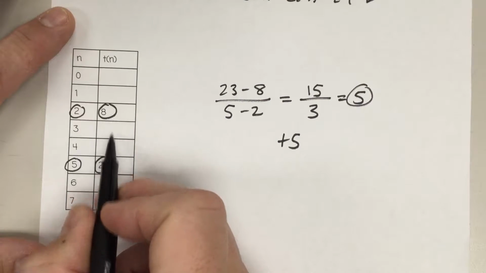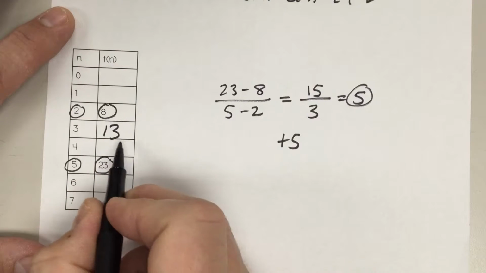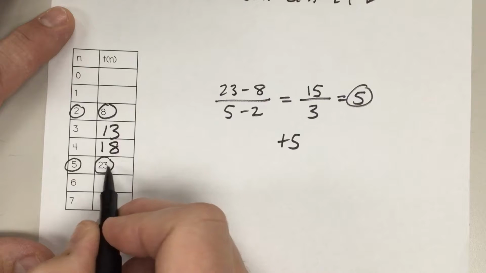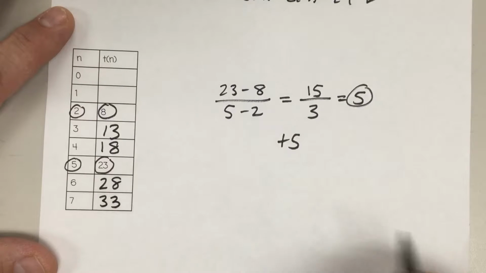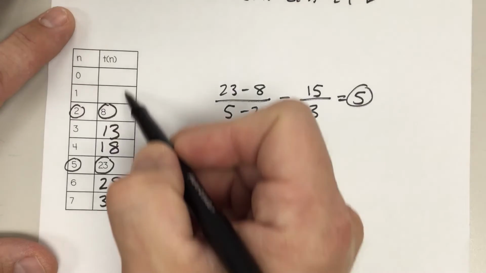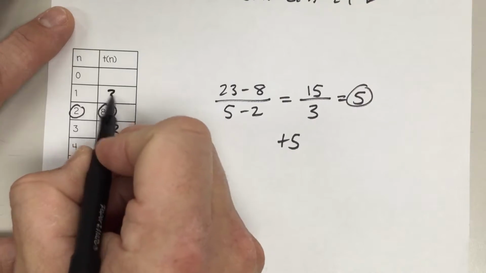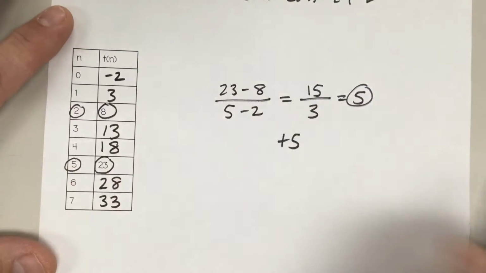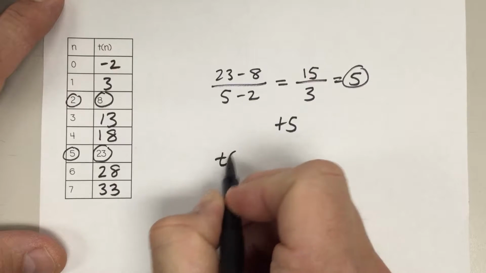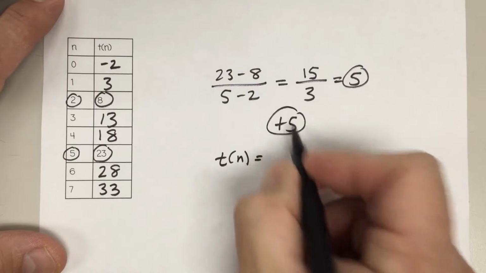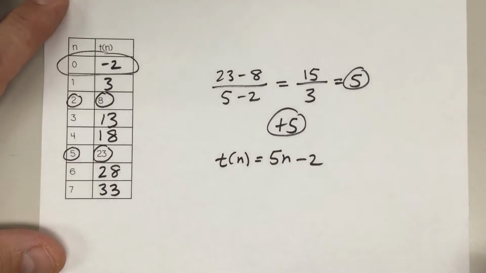So to fill in the missing terms, I would say 8 plus 5 is 13. 13 plus 5 is 18. 18 plus 5 is 23. 28, 33. And then to go backwards on the table, instead of adding 5, I would subtract 5. So 8 minus 5 would be 3, and 3 minus 5 would be negative 2. So to write the equation of the sequence, I would say t sub n equals, the change is 5, so that's 5n, and then the 0 term is negative 2, so I'd say 5n minus 2.